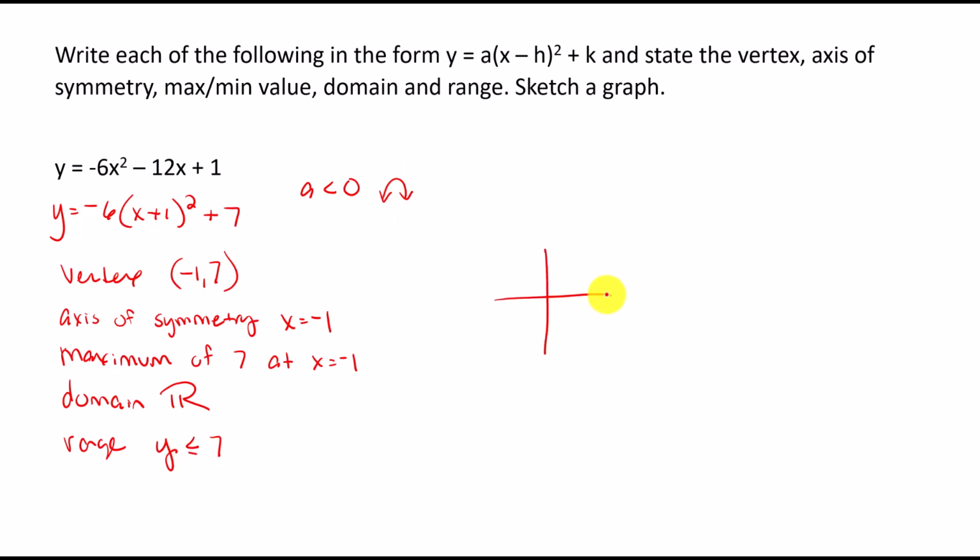And again, since it asked us to sketch a graph, we have (-1, 7). So that's my vertex. And I have an axis of symmetry. And in this case, it opens down. So it would look roughly like this. It'd cross somewhere, and we'll find those x and y intercepts in just a minute.